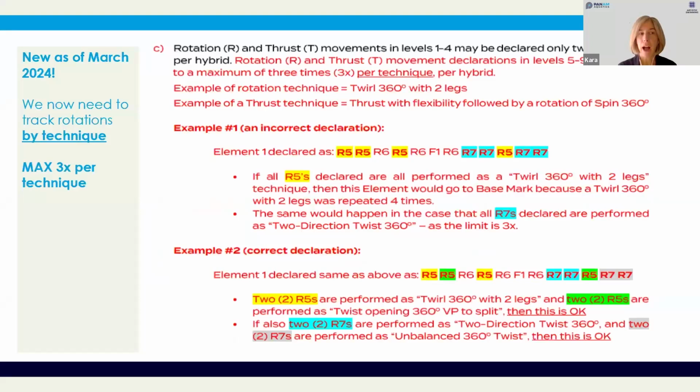The maximum of 3 per technique, as tech controllers we're watching, okay, they did 3 R5s that were a twirl, then they did 3 R5s that were opening to split. We're tracking that as we go. We will catch if you do 1 extra. So please just make sure you're not doing more than is required. So far, everything's been pretty good. Everything's been really well done in this.